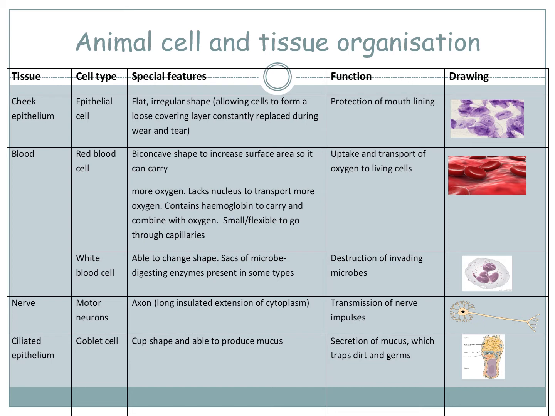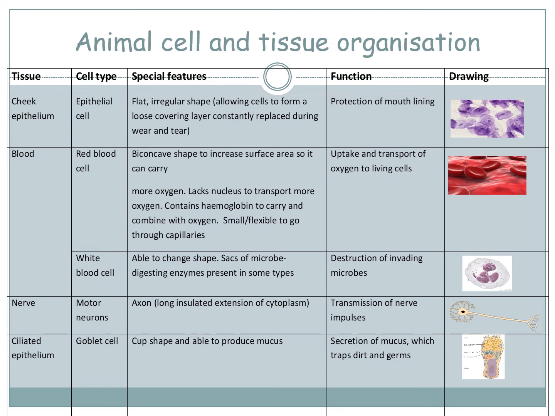The next tissue that we're going to look at is blood, and it's made up of two cell types. We've got our red blood cells and our white blood cells. Now we already looked at these two cells. Our red blood cells are specialised because they're biconcave in shape, which increases the surface area to carry more oxygen. They lack a nucleus and they contain haemoglobin, which allows them to carry more oxygen. And they're small and flexible so that they can go through capillaries. Their function is to uptake and transport oxygen around the body.